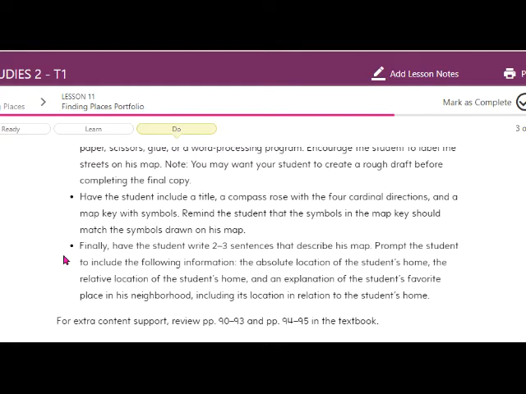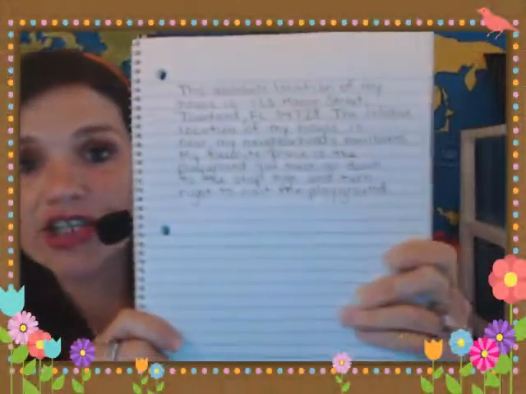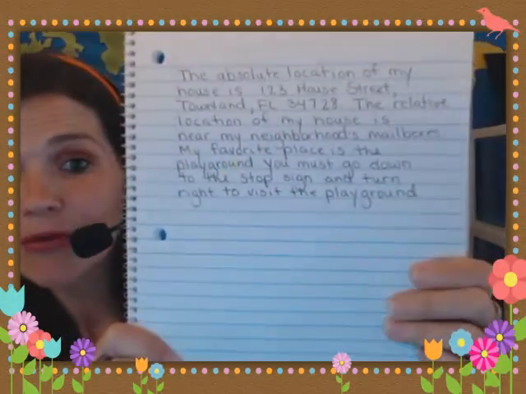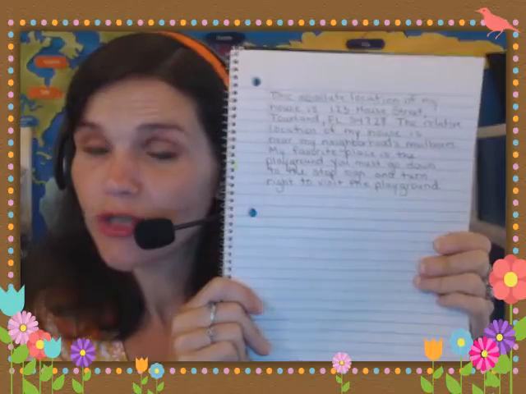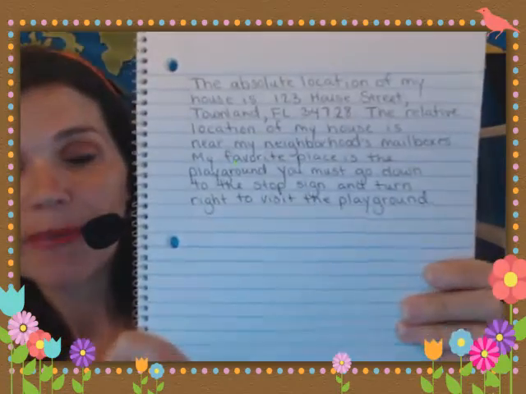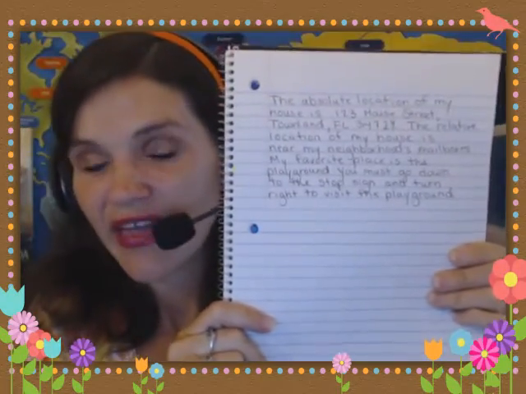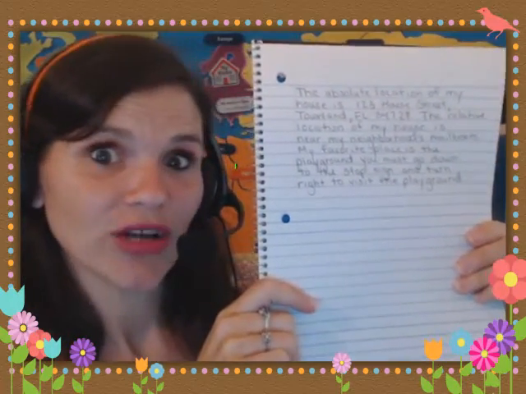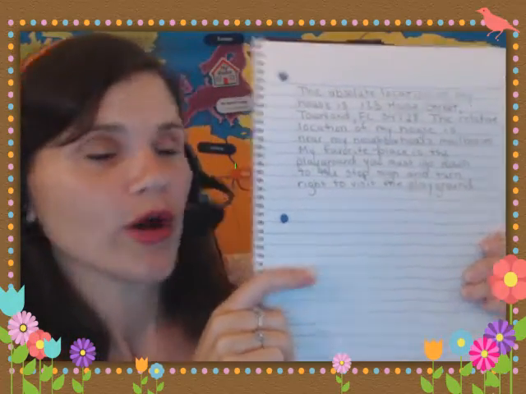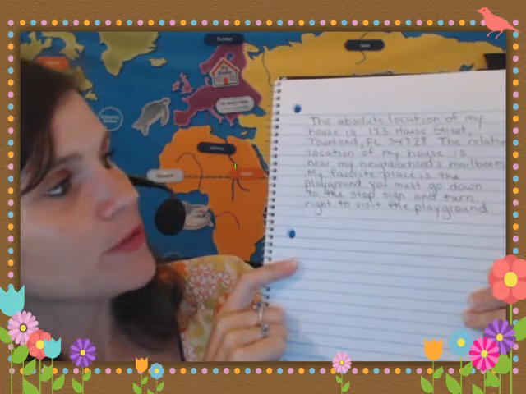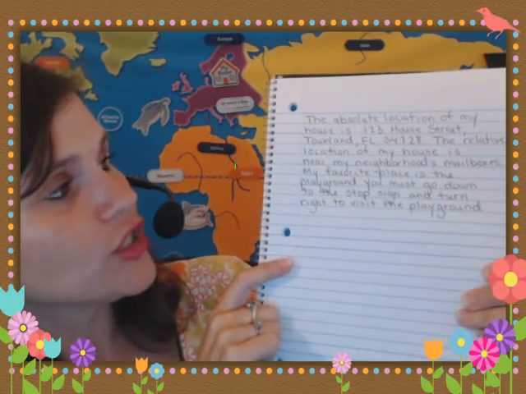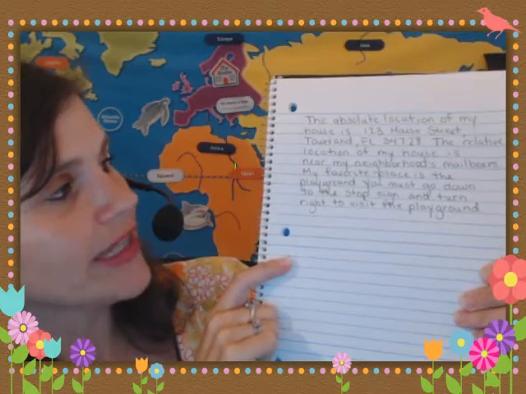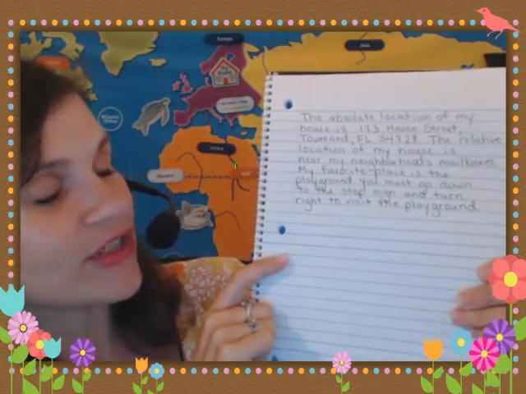I've got an example right here that I wrote about my map. This is a great activity to do on the second day. I wrote 4 sentences. You only need 2 to 3. I wrote one extra, but I just felt like I needed it to get all of that information there. Remember, the absolute location is the address of your home. So I wrote, the absolute location of my house is 123 House Street, Townland, Florida, 34728.